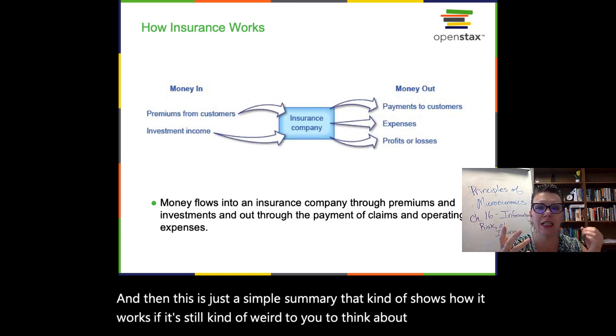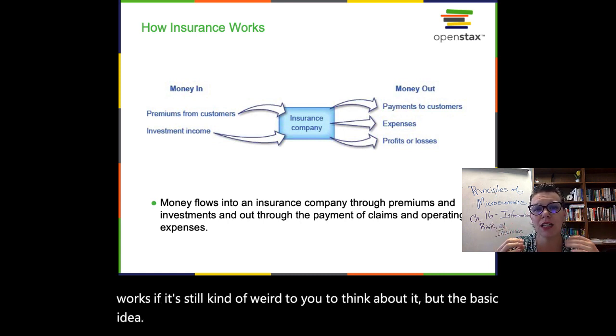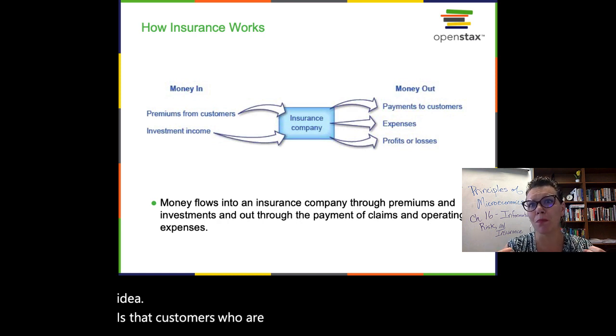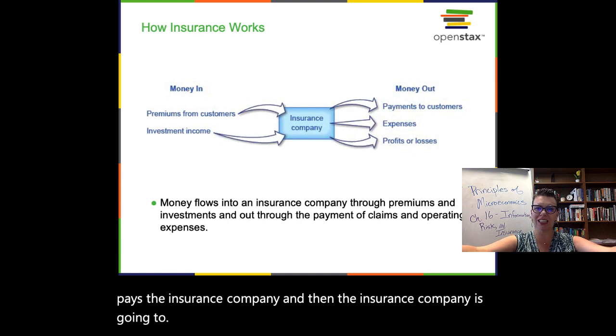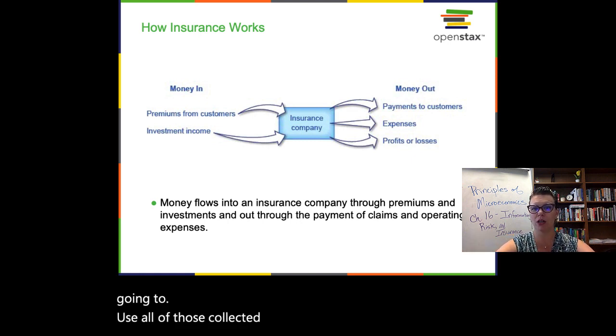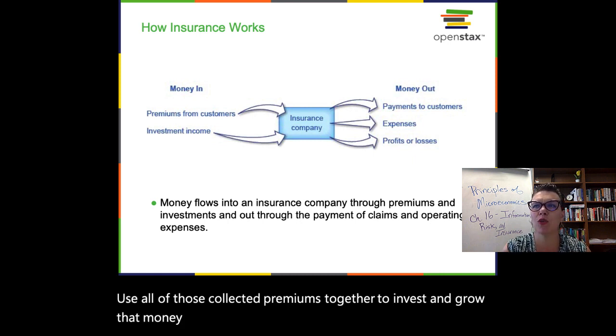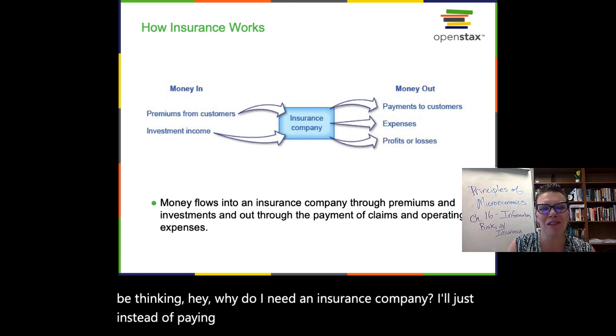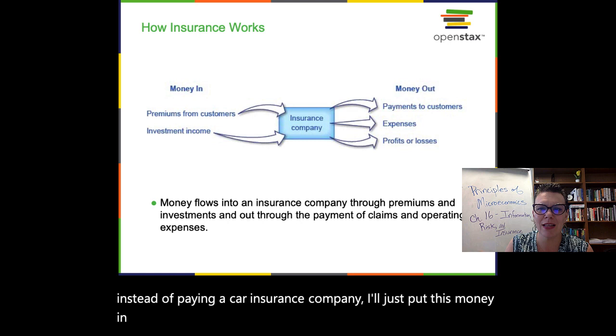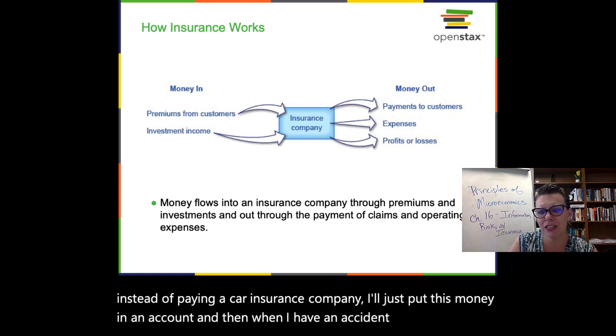But the basic idea is that customers, whoever owns or buys the insurance policy, pay the insurance company. And then the insurance company is going to use all of those collected premiums together to invest and grow that money. And that's kind of how it works, because you might be thinking, hey, why do I need an insurance company? Instead of paying a car insurance company, I'll just put this money in an account. And then when I have an accident, it'll be there instead of in the insurance company.